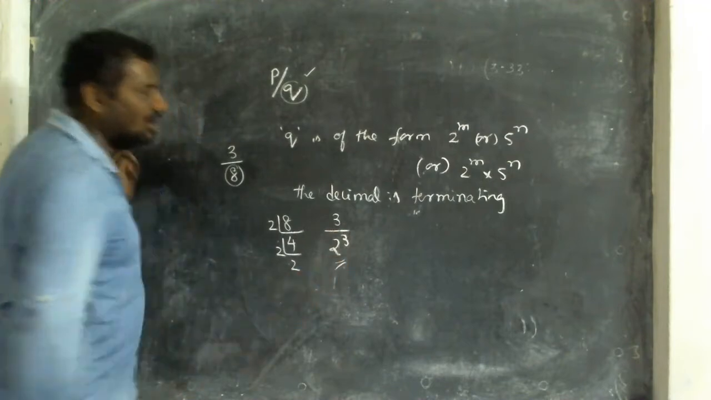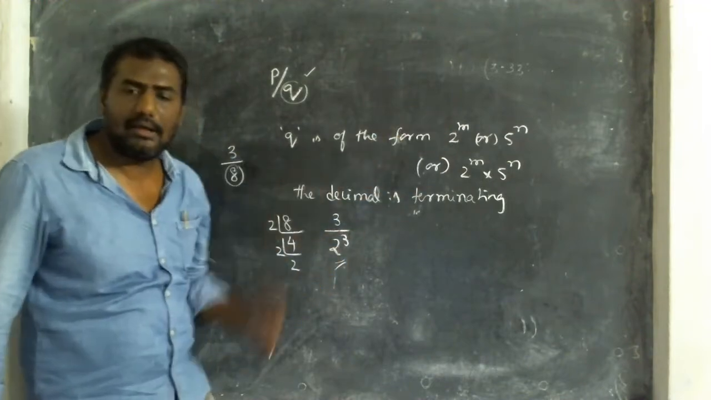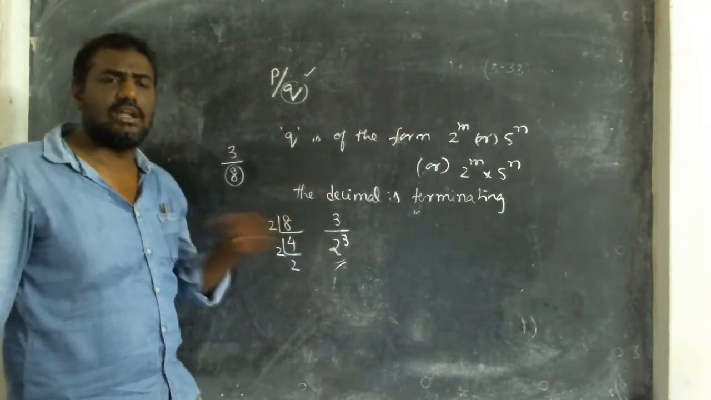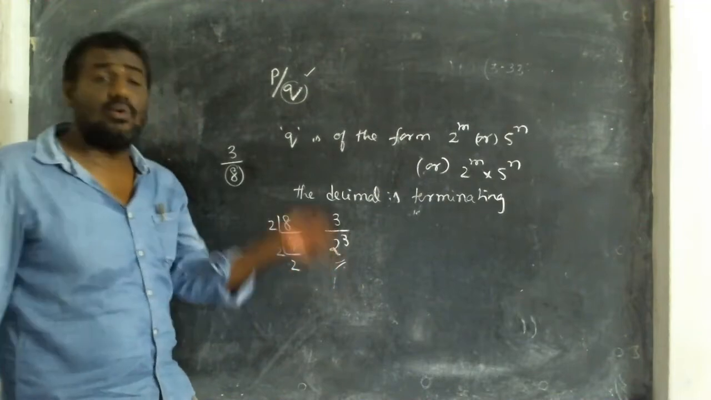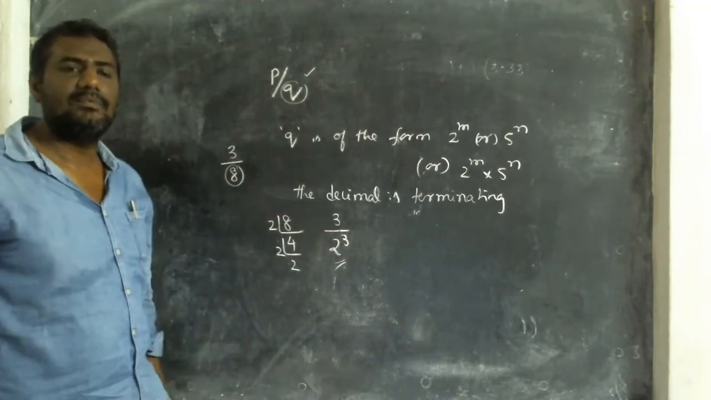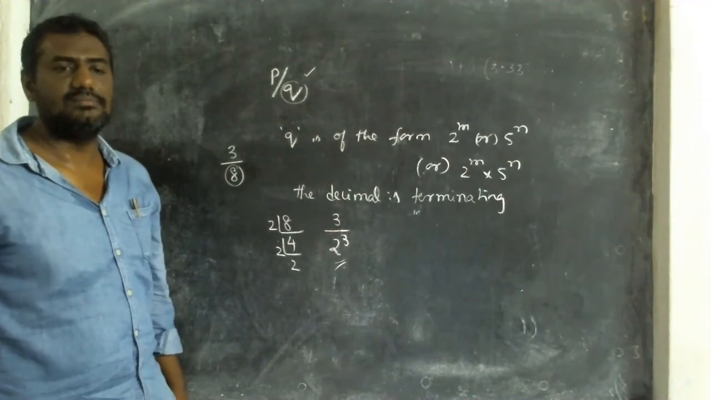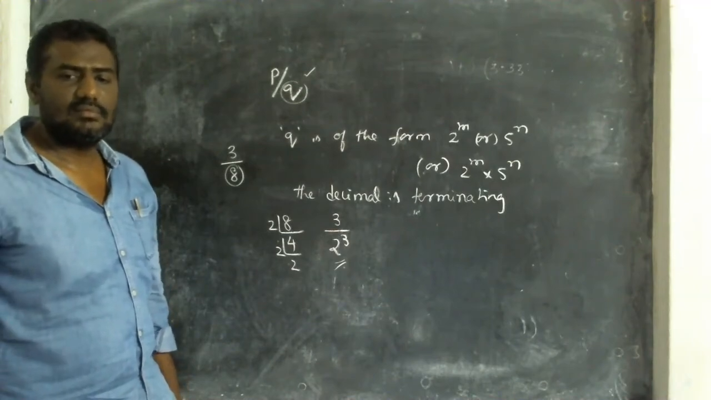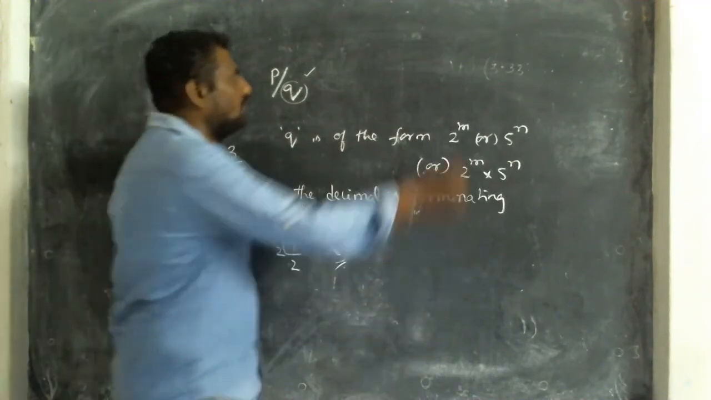If you observe, the denominator is in the form of 2 power. If the 2 power is there, you can say it is terminating. If instead of 2 you are getting only 5 powers, it is terminating. If you are getting both, it is terminating. Did you understand? I'll tell you one more if you want.